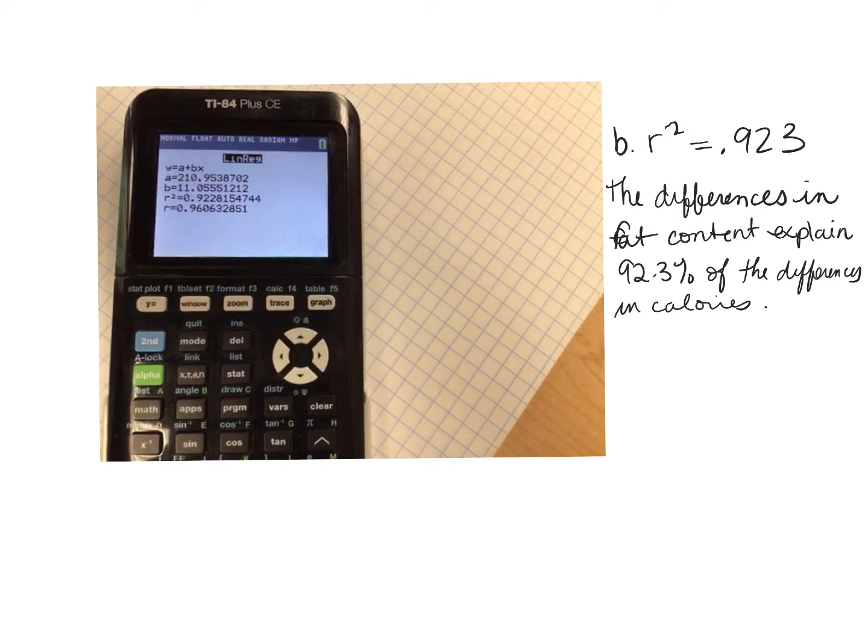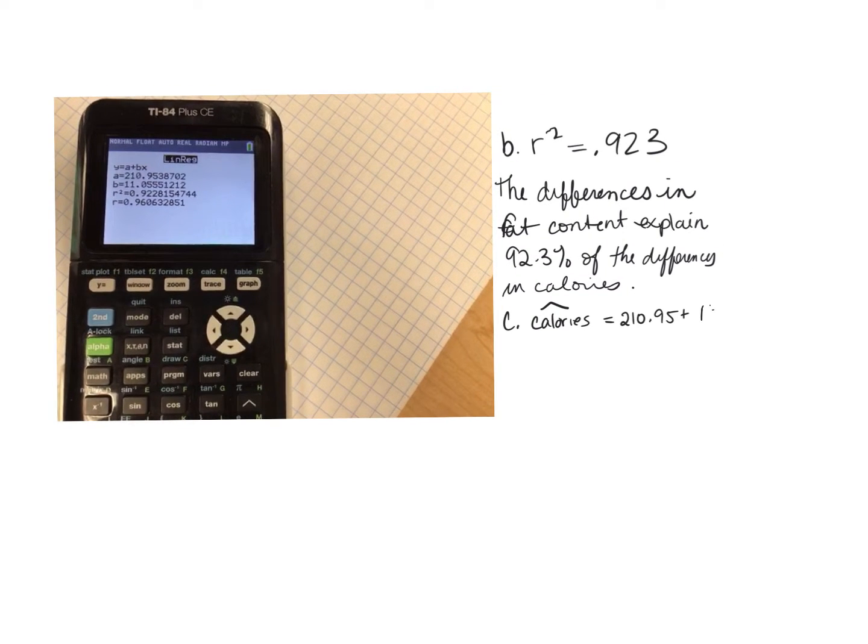Okay. C says write the equation of the line of regression. That's going to be calories, that's my y variable, hat, equals the A is my slope, my y-intercept, 210.95 plus 11.06 fat. Okay. So remember that this is my y-intercept and this is my slope. Okay, my B naught and B1.